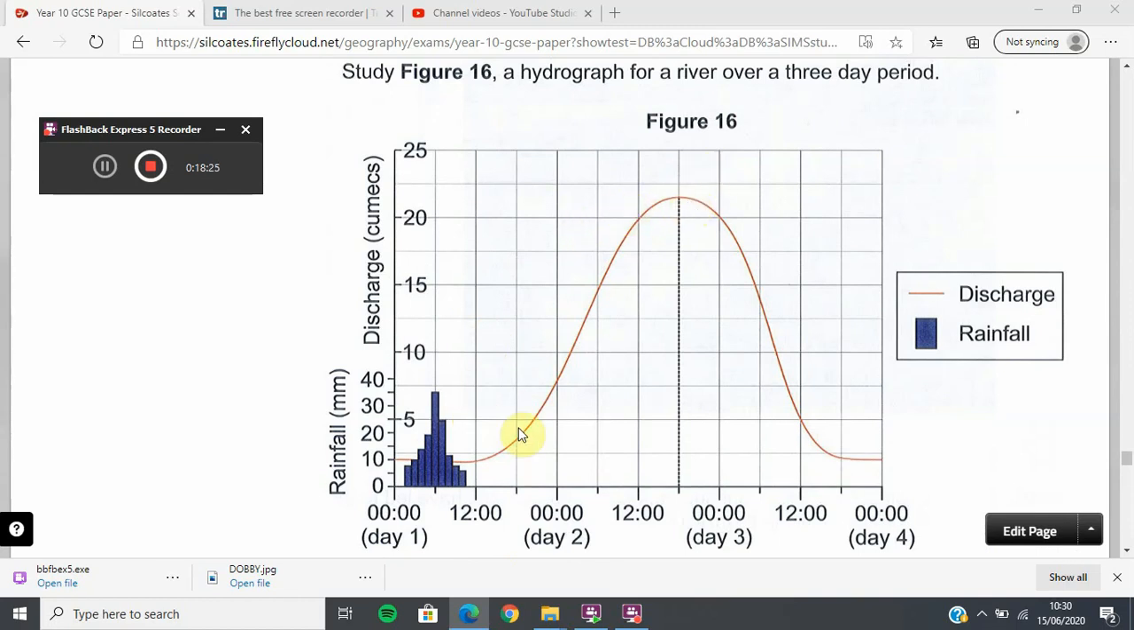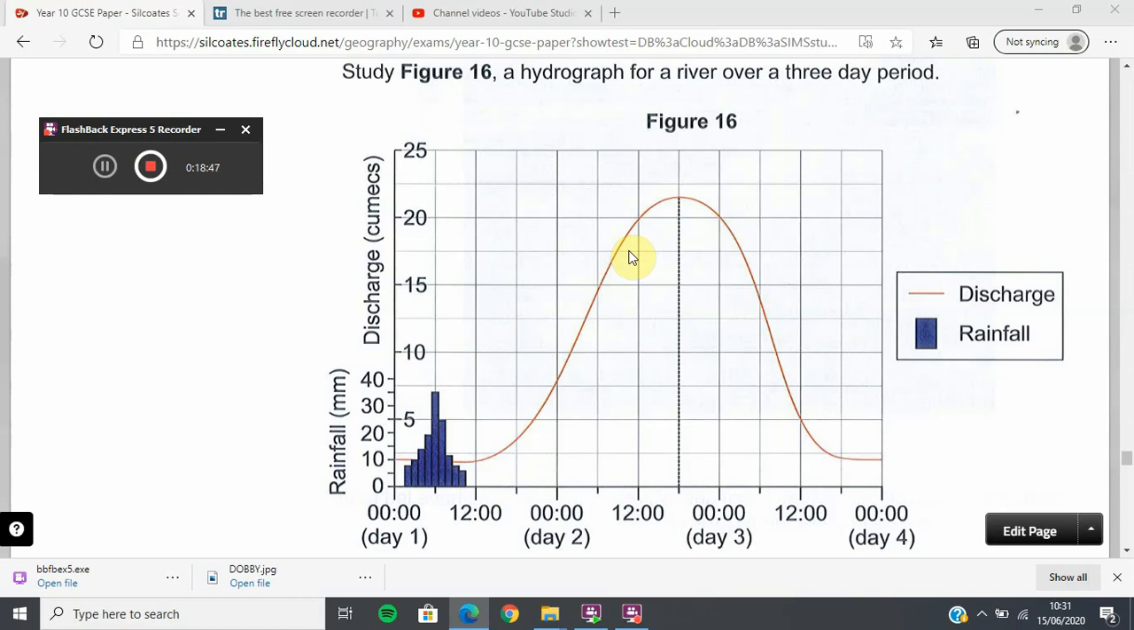Okay, so if we cut trees down, this peak is going to move this way, and the peak is also likely to be higher because the water is going to get there quickly. So it'll get there quicker and go higher. So they'd be the two things: higher peak discharge and shorter lag time if we cut trees down.